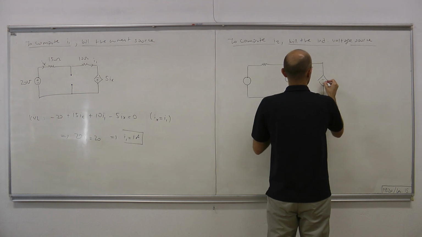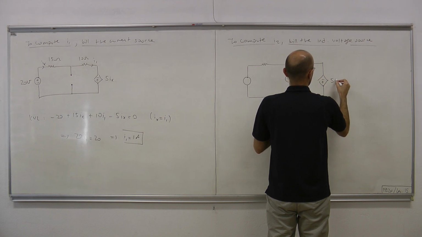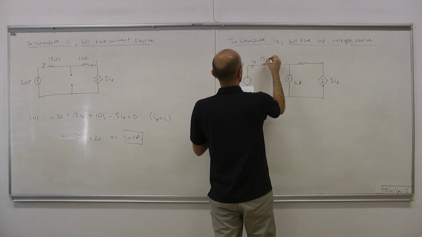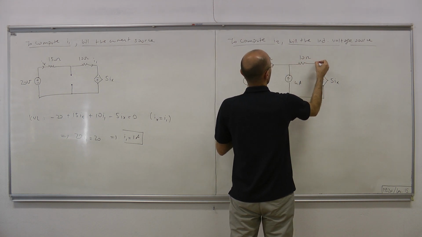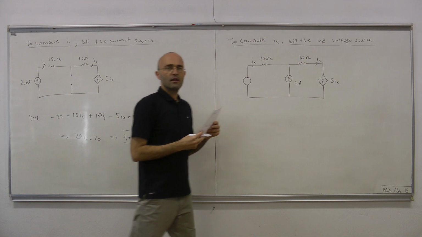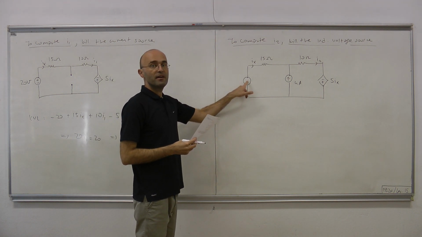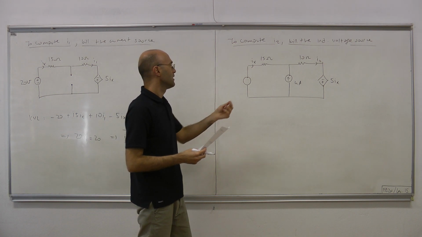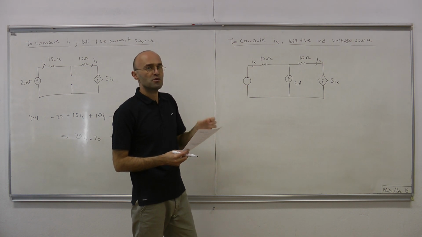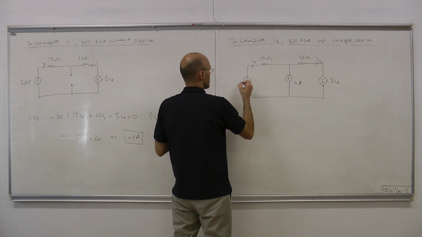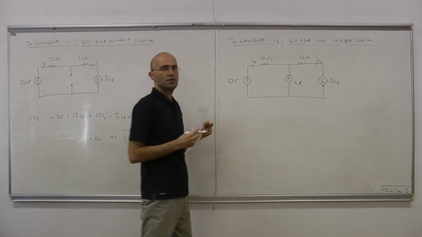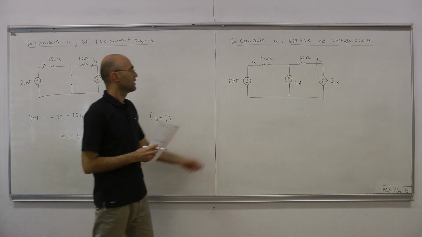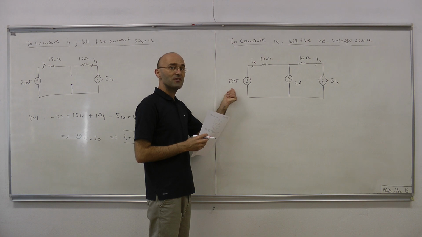Amps, minus, plus, 5Ix, Ix, 15 ohm, 10 ohm, and now we're after this current. Now this is our independent voltage source, and in this configuration we're killing it, meaning that we're replacing it with a voltage source that provides 0 volt.